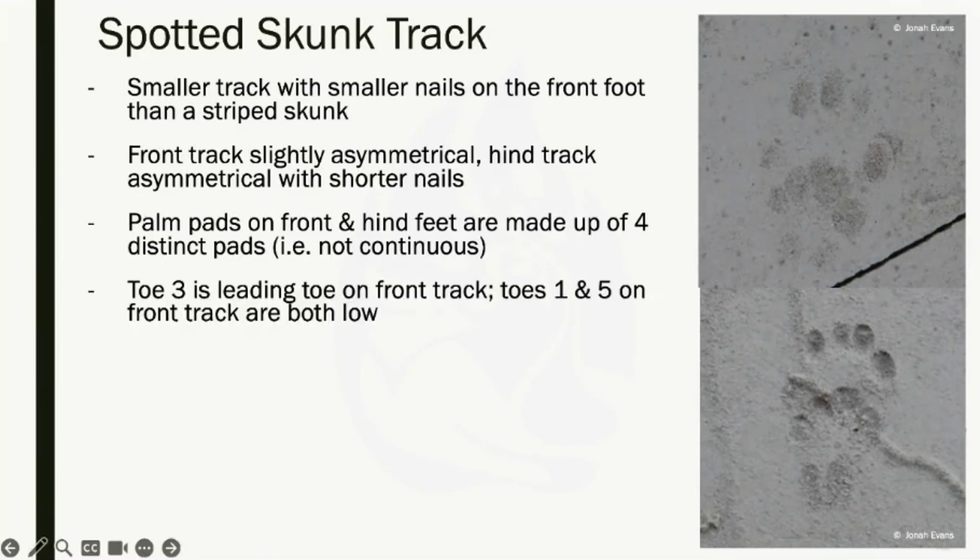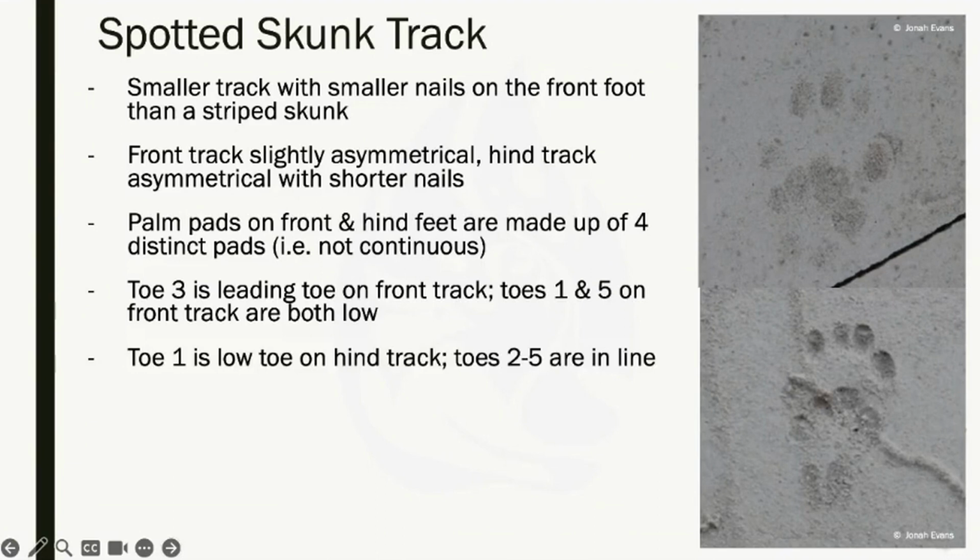On the front track, toe 3, which is the middle toe, we have toe 1 on the inside, then 2, 3, 4, and 5. Toe 3 is what we call the leading toe. It's the highest toe. And then on the front track, toes 1 and 5, the outer toes, are again considerably lower. On the hind track, conversely, these outer toes, which are toes 2 through 5, are mostly in line. Toe 5 is a little bit lower, but again, toe 1 is much lower.